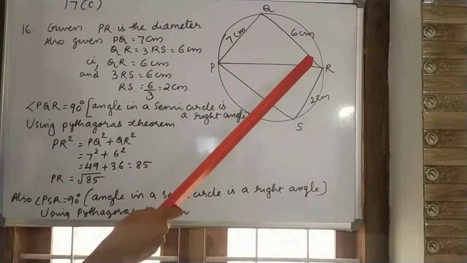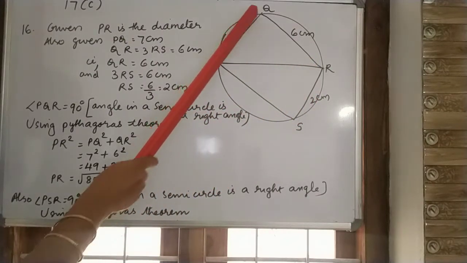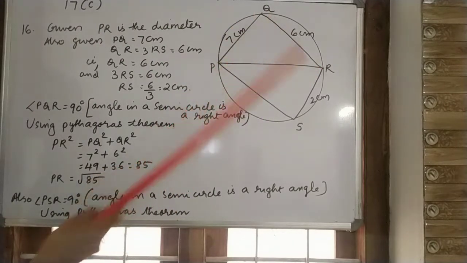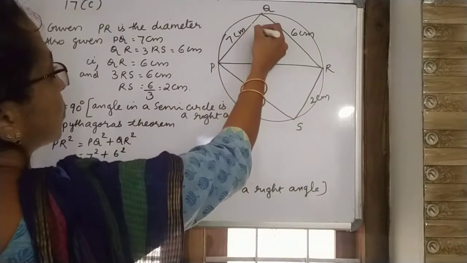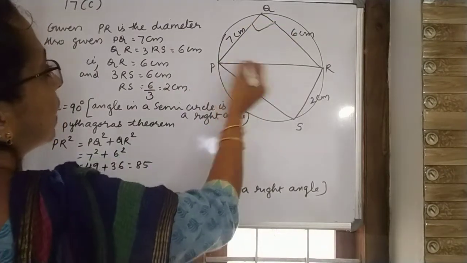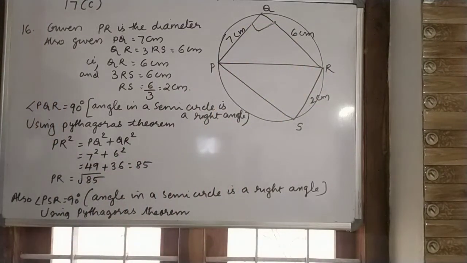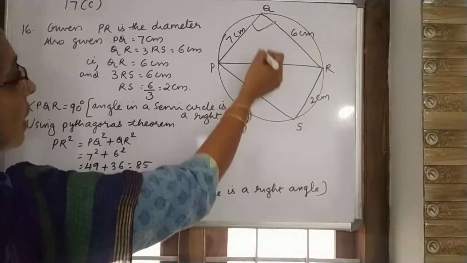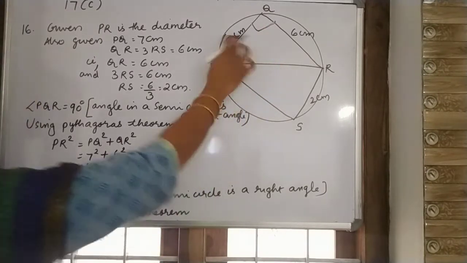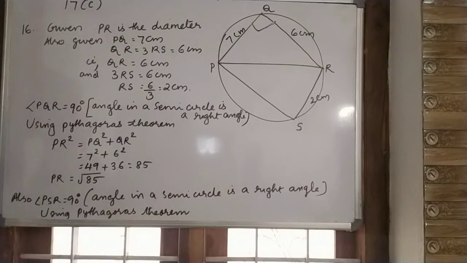Since PR is the diameter, angle PQR will be 90 degree. That is, angle in a semicircle is a right angle. So using Pythagoras theorem, we can find this side PR. This is the hypotenuse, the side opposite to the 90 degree. So hypotenuse square is equal to base square plus altitude square.